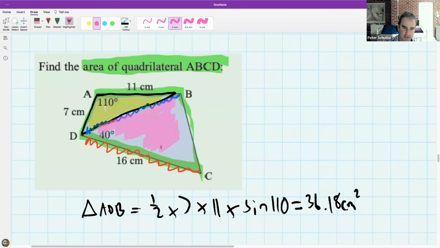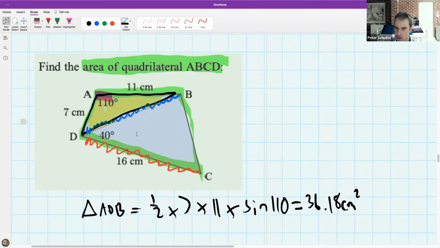I feel like I've gone back to primary school here. I'm enjoying coloring in. You need to figure out BD. And at the moment, you guys do not have a tool in your toolkit. Now, the good news is next week or the week after, I'm going to tell you about the cos rule. And the cos rule, when you've got two sides and an included angle, you can figure out another side. It's just that I'm not going to go there today.